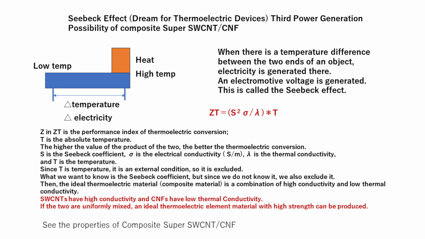Then, the ideal thermoelectric material, composite material, is a combination of high conductivity and low thermal conductivity. SWCNTs have high conductivity and CNFs have low thermal conductivity. If the two are uniformly mixed, an ideal thermoelectric element material with high strength can be produced. See the properties of composite Super SWCNT/CNF.